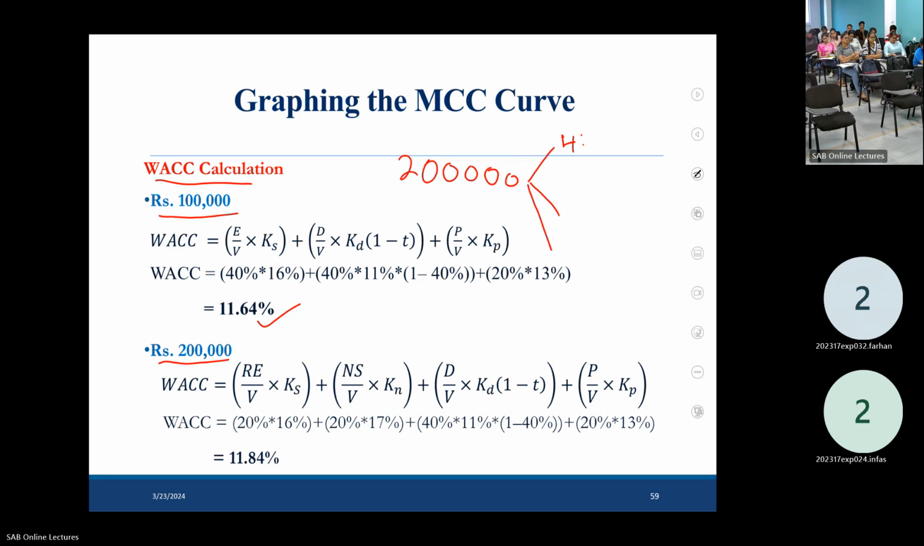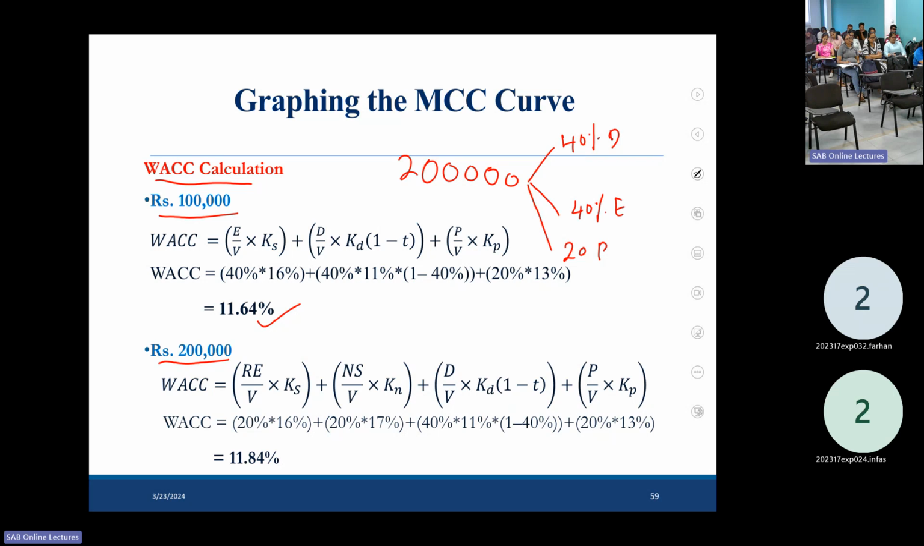40% debt, 40% equity, 20% preference shares. This is our desired capital structure. This is our optimal capital structure. This is not changing. So how is this 200,000 financed?